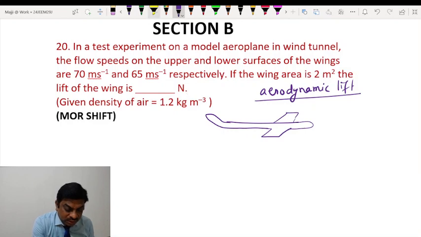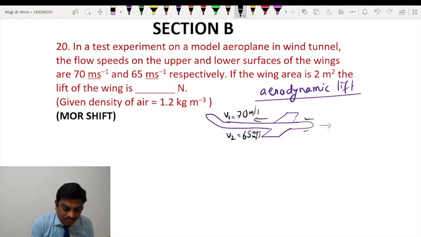So, as you see, if it goes like this, then the air will be flowing in this direction. So as you can see, the upper wing has 70 meters per second velocity. I take it as V1, and the lower surface has a velocity of 65 meters per second.